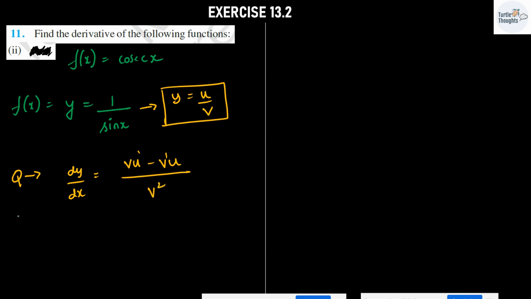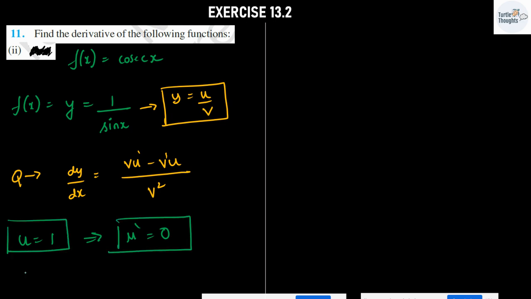Let me consider what is your u. u is going to be equal to 1. The differential of u, which is written as u dash, is going to be equal to 0, since the differential of constants is 0. v can be taken as sin x. v dash, we already know the differential of sin x, it is going to be cos x.